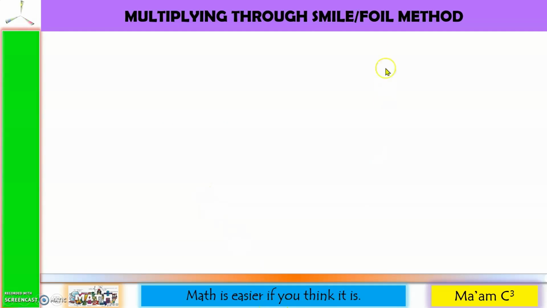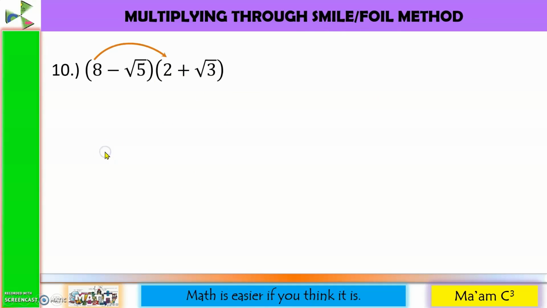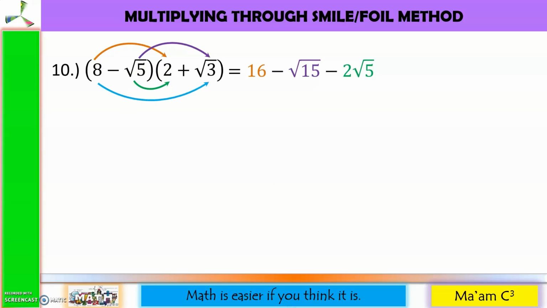This time, we are going to use the SMILE or FOIL method in multiplying. I'll use first the SMILE method. So 8 times 2 is equal to 16. And then square root of 5 times square root of 3. Negative times positive is negative. So negative square root of 15. Then negative square root of 5 times 2 is negative 2 square root of 5. And last, positive 8 times positive square root of 3 is positive 8 square root of 3.